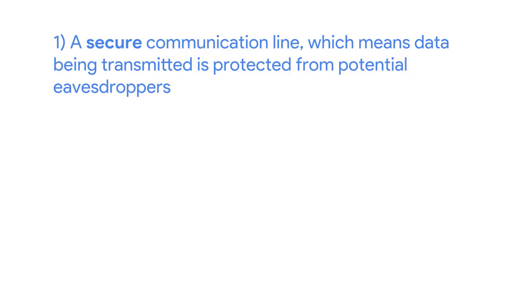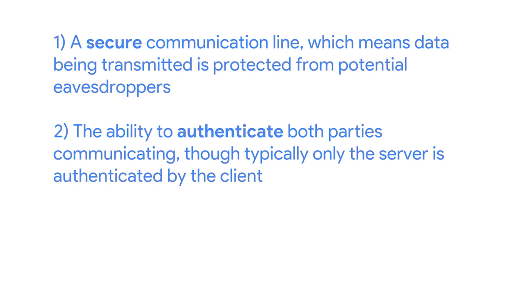TLS is also used to secure other communications aside from web browsing, like VoIP calls, such as Skype or Hangouts, email, instant messaging, and even Wi-Fi network security. TLS grants us three things. 1. A secure communication line, which means data being transmitted is protected from potential eavesdroppers. 2. The ability to authenticate both parties communicating, though typically only the server is authenticated by the client.